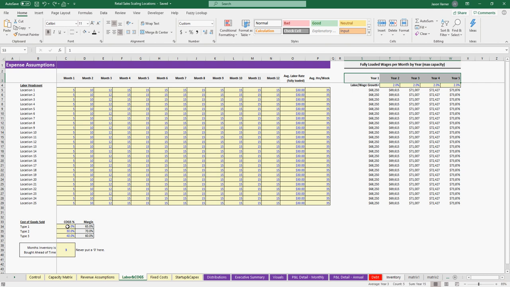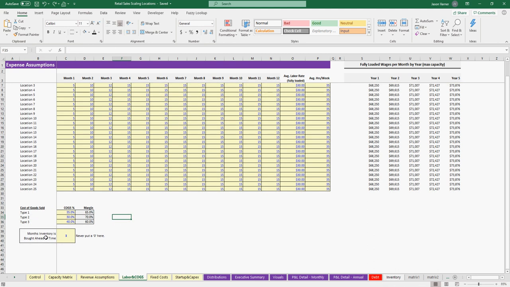Then here we also have cost of goods sold, which we're just defining as a percentage. And then based on whatever percent cost of goods sold are, we know what our margins are for each type of ticket. And then also one of the startup costs is going to be inventory. So we want to know how many months we're going to buy inventory ahead of time. If you put 3 here, it means you're going to buy whatever the cost of goods sold are for the first 3 months, and then after that, every 3 months, you're going to be buying inventory.